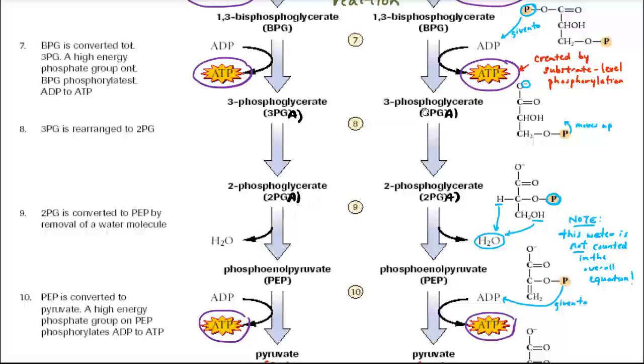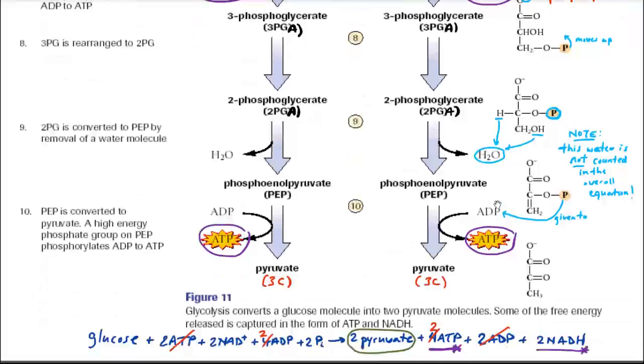Then we're going to go from a 3-PGA to a 2-PGA. All we've done is taken this phosphate and moved it up a carbon. So there it was here, now it's up here. So 3-PGA, 2-PGA, sounds like a countdown. We're going to lose a water here, and now we've got phosphoenol pyruvate, PEP. You also saw these in photosynthesis.